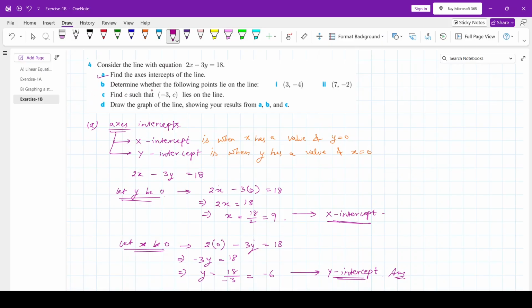Now in part B, it says determine whether the following points lie on the line. Now this kind of question we have just solved in question number 3. So you can do this question on your own. Part C says find c such that minus 3 comma c lies on the line. Now I'll do this.